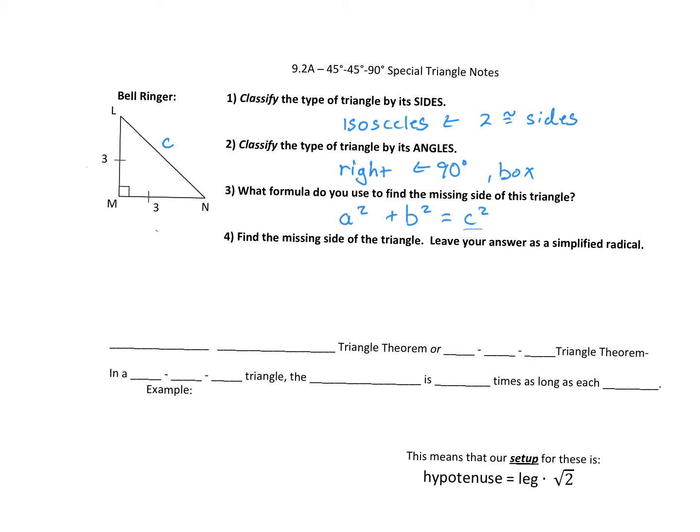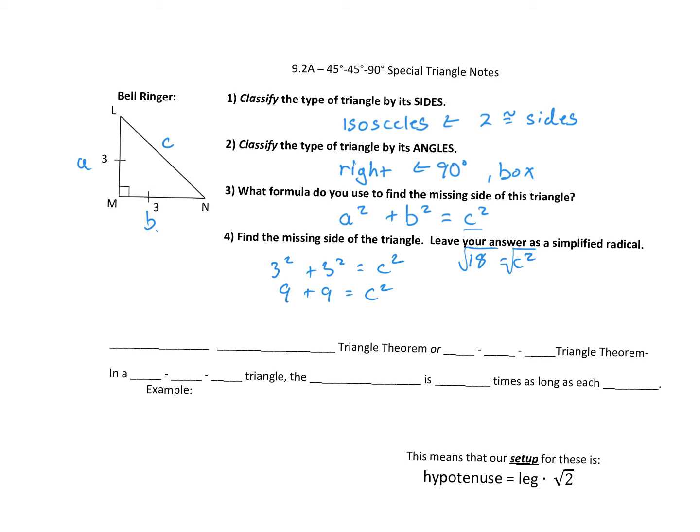Number four, find the missing side of the triangle. Leave your answer as a simplified radical. Remember, these are going to be my A and my B. It doesn't really matter which one is A or B, but it's going to be 3 squared plus 3 squared equals C squared. This gives me 9 plus 9 equals C squared. 9 plus 9 is 18 equals C squared.